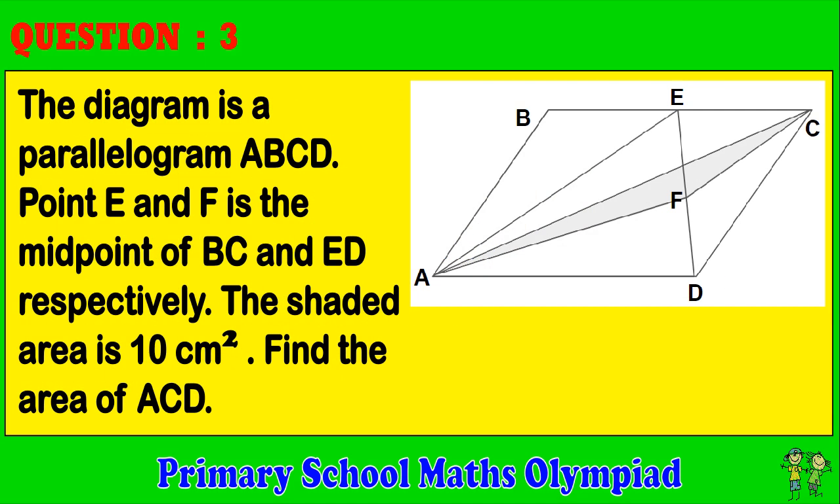Question 3. The diagram is a parallelogram ABCD. Point E and F is the midpoint of BC and ED, respectively. The shaded area is 10 centimeters squared. Find the area of ACD.